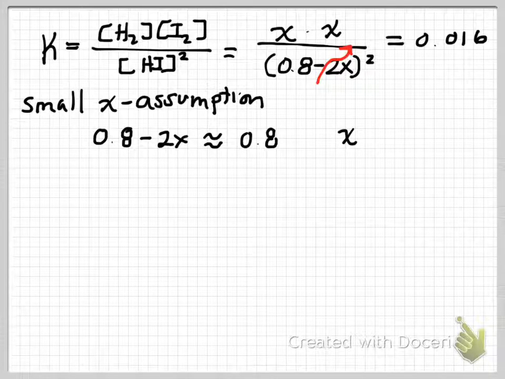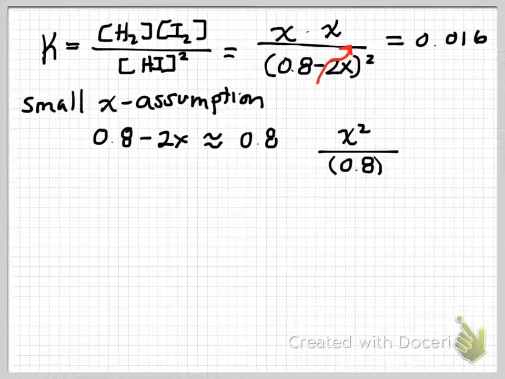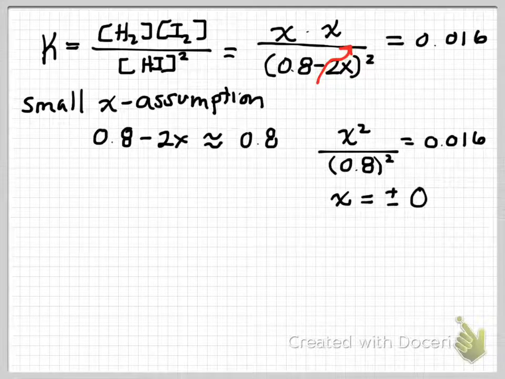So in our expression, if we can ignore the minus 2x, we end up with the expression x squared divided by 0.8 squared equals 0.016. Solving for x, we're going to get plus or minus 0.101 molar. And again here, we know the negative cannot be the correct root because I cannot have negative concentrations. So the x from this expression is going to be 0.101 molar.